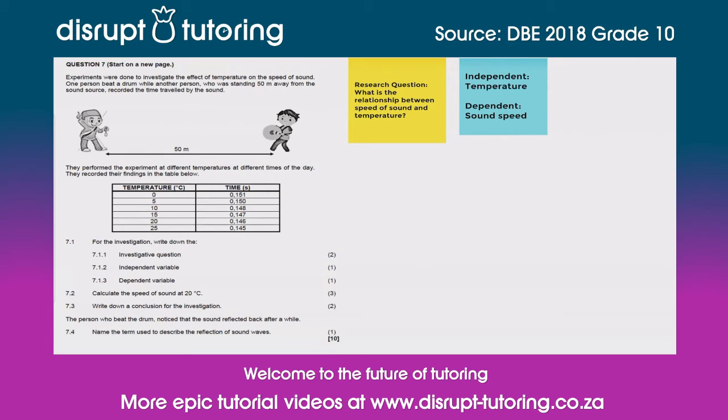Then it says calculate the speed of sound at 20 degrees Celsius. So the first thing we have to do is look at the table. You can see that at 20 degrees Celsius, the time taken is 0.146 seconds, and that's the time it takes to travel this 50-meter part here. So that just becomes a motion in one dimension question, and we're assuming that the velocity or the speed of sound is constant. So that means we can use this formula: v is equal to change in position over change in time.